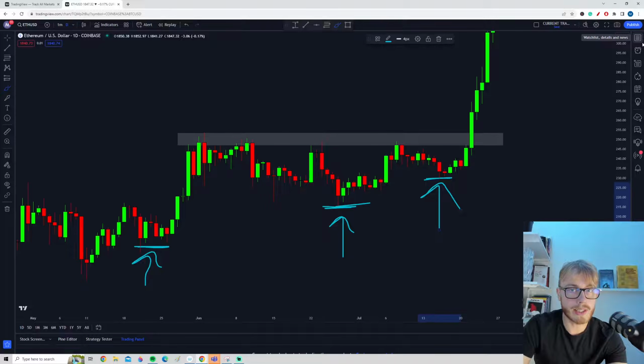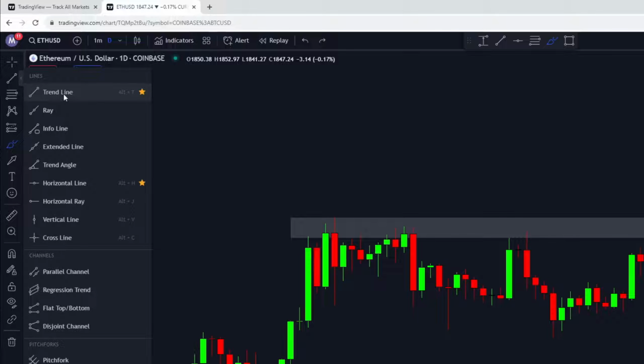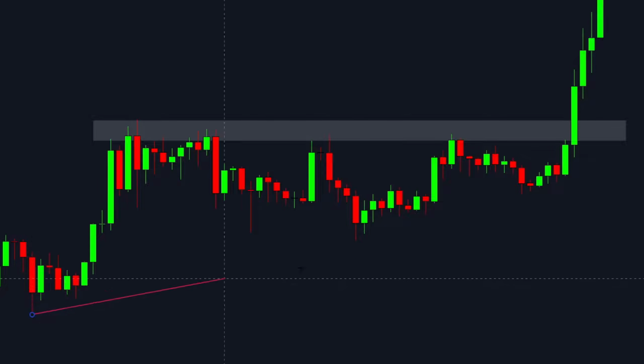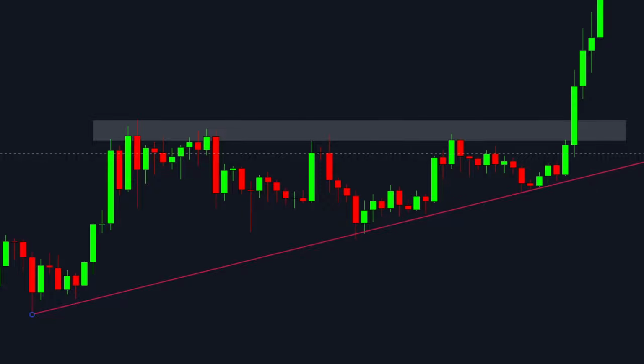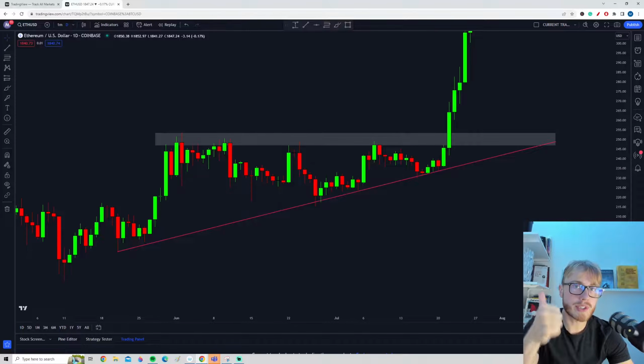These higher lows into resistance indicate that the buyers are getting more aggressive and confident that the resistance will eventually break. If you want to, you can go up here and use your trend line tool to draw some sort of upward sloping support that indicates this factor, that we are seeing more and more aggressive buyers.